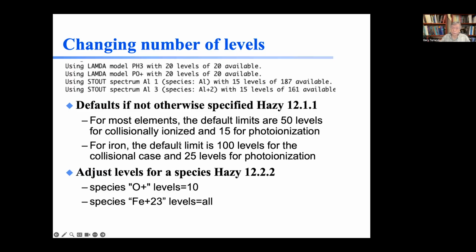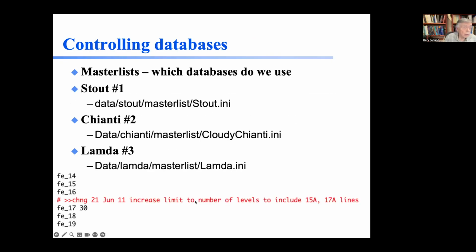So the iron is a special case because it has so many electrons. It has a very dense energy level structure. So in collisional ionization, we use 100 levels and 25 for photoionization. These are very, very simple to change. So there's a family of commands, the species commands, that change details about different species. If you wanted to change O plus to use only 10 levels, you would do that right here. If you wanted to change iron plus 23 to use all the levels we have, you would say levels equals all.